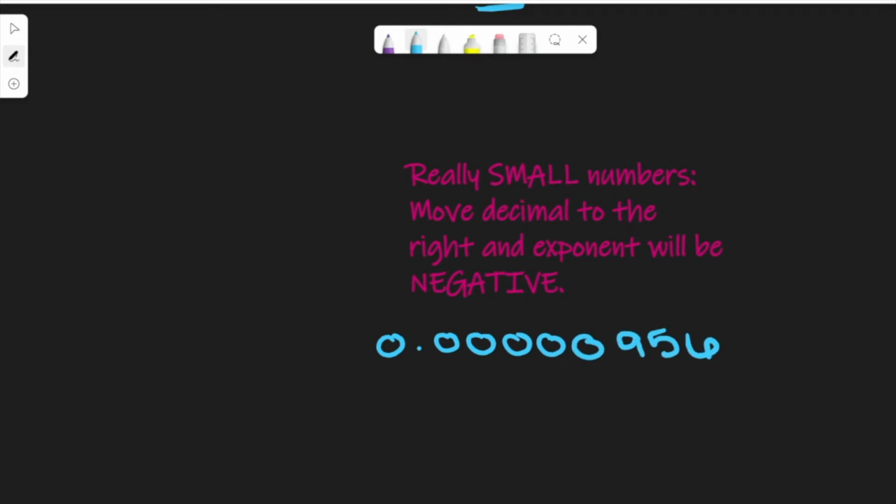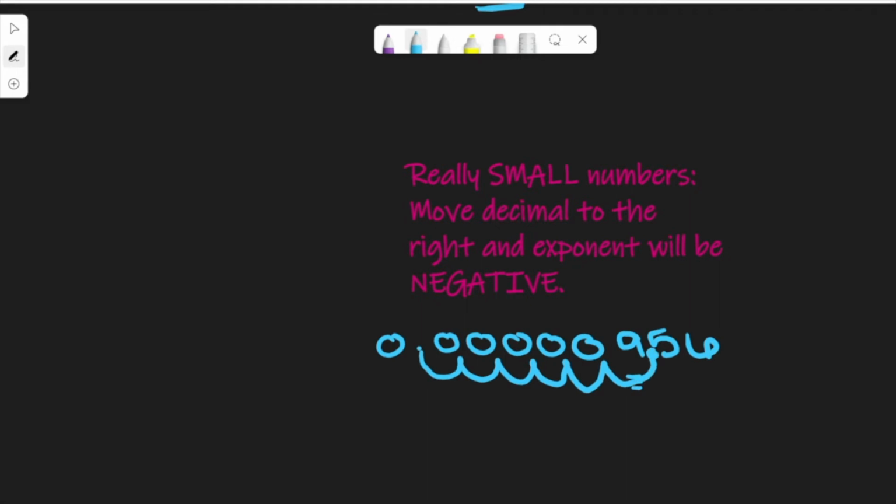0.0000956. Keeping track of all those zeros can be difficult. So what we want to do is move our decimal to the right this time, and we want it to still be after the first non-zero number. If we look at our number, we see that our first non-zero number is the 9. So I'm going to keep moving my decimal place over until it's after the 9. Starting with my decimal, I'm moving it 1, 2, 3, 4, 5, 6.